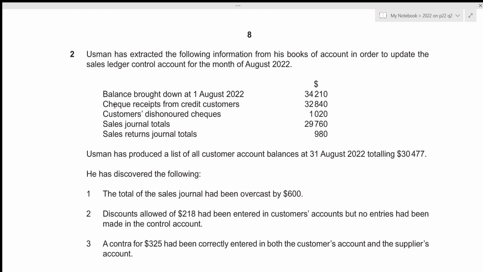Since question number 2 is of 15 marks, ideally we should be spending about 15 minutes in order to complete this question, and in this video as well we will be attempting to solve this question under 15 minutes. So without any further delay, let's get started.